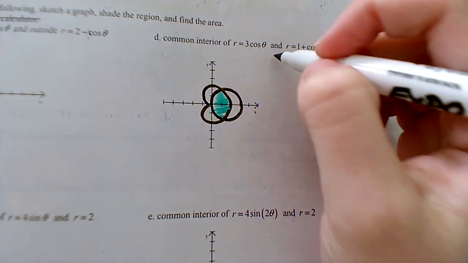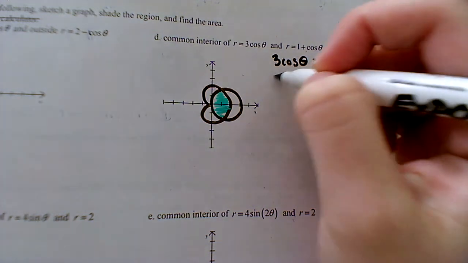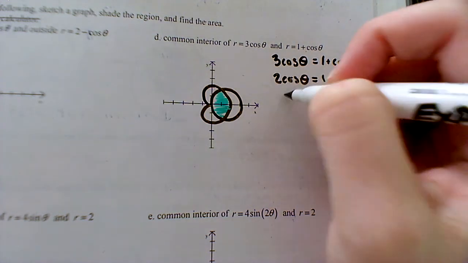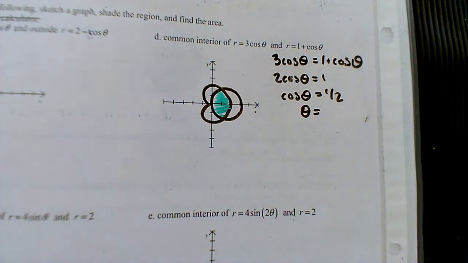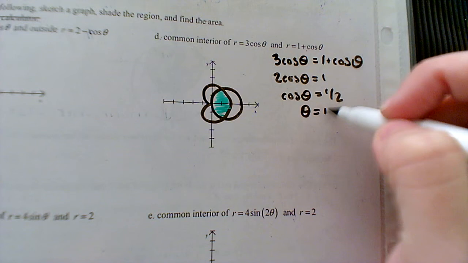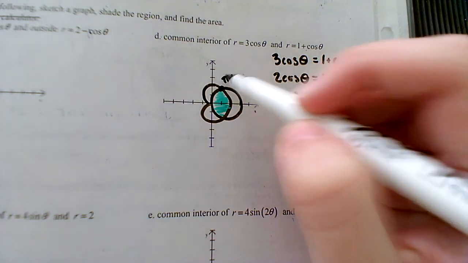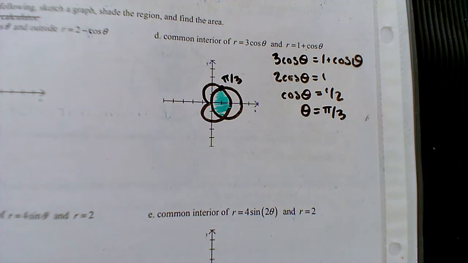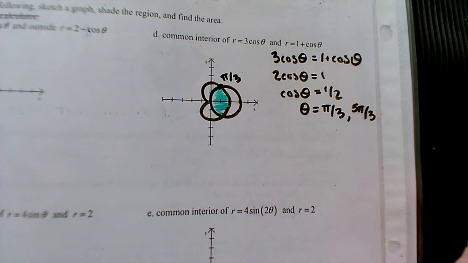All right, let's find some intersection points. 3 cosine equals 1 plus cosine. When does cosine equal a half? Pi over 3, good. So that's in the first quadrant, that's this one. And then the other one would be in the fourth quadrant, that would be 5 pi over 3.